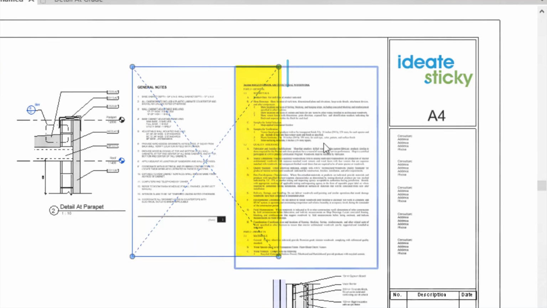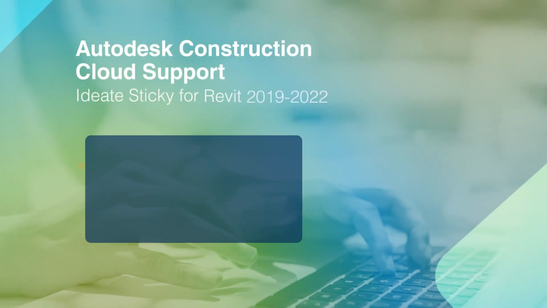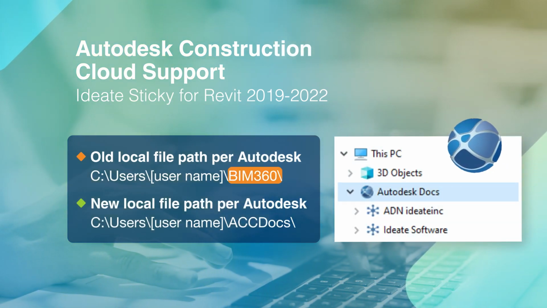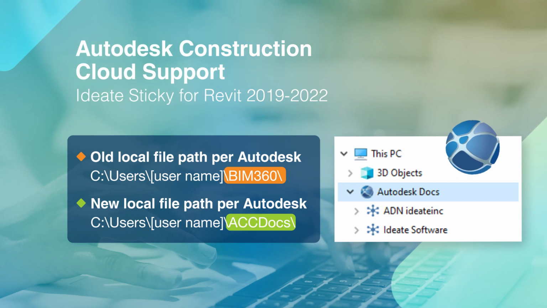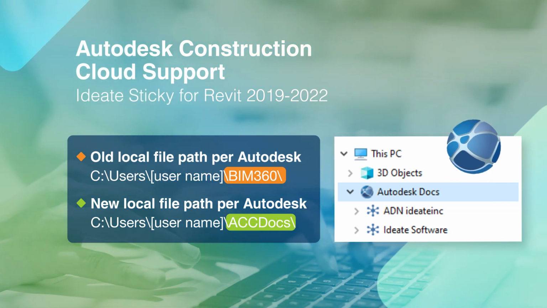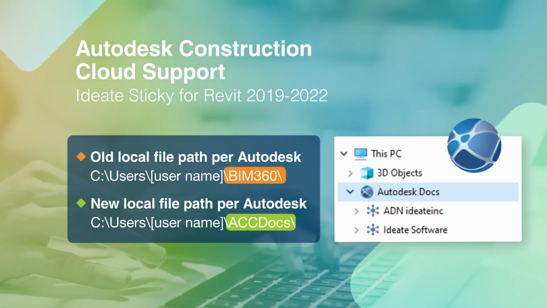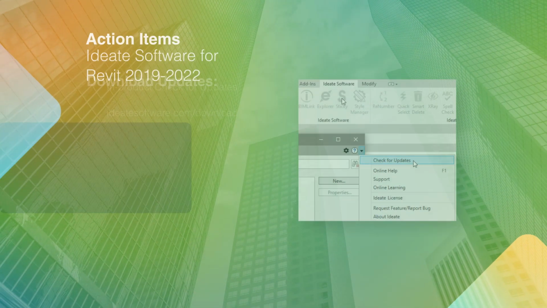not being hidden. Lastly, Ideate Sticky has been updated to better support the new file path locations required by the change from BIM 360 to the Autodesk Construction Cloud. We know how disruptive any file path change can be, so we've worked hard to support a seamless integration with the new Autodesk branding. There are two ways to access the latest release of Ideate Software.